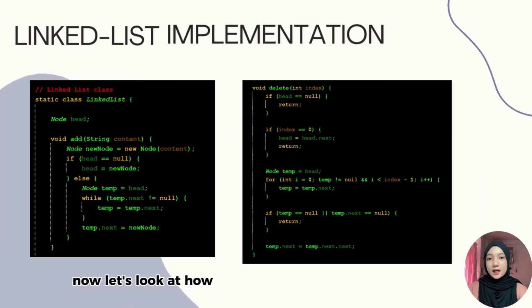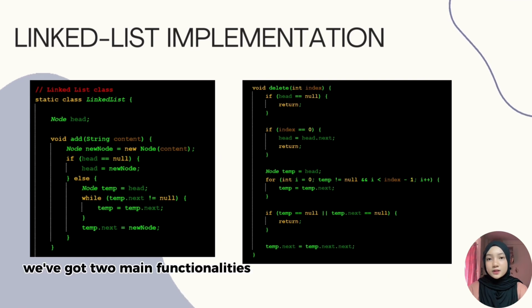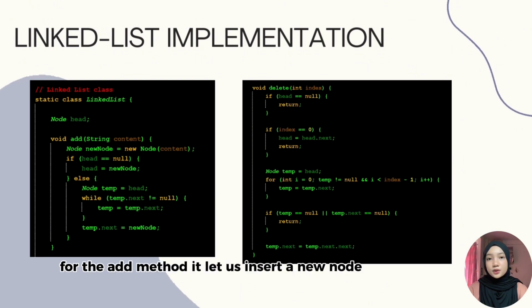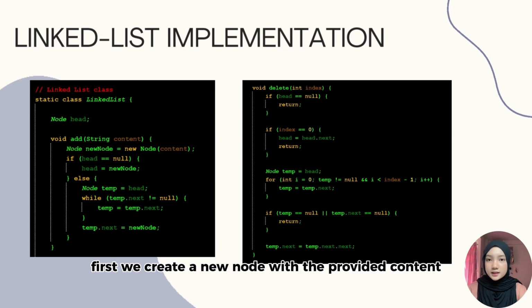Now let's look at how the linked list is managed as a whole. We've got two main functionalities here, which are add and delete. For the add method, it lets us insert a new node in the linked list. First, we create a new node with the provided content.